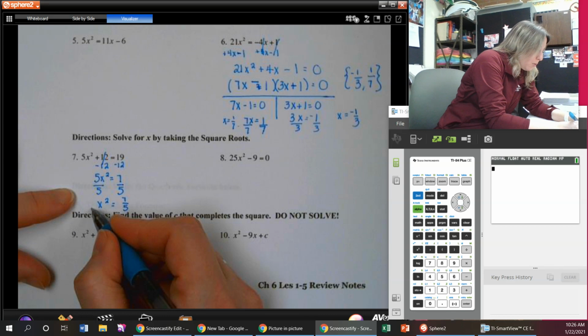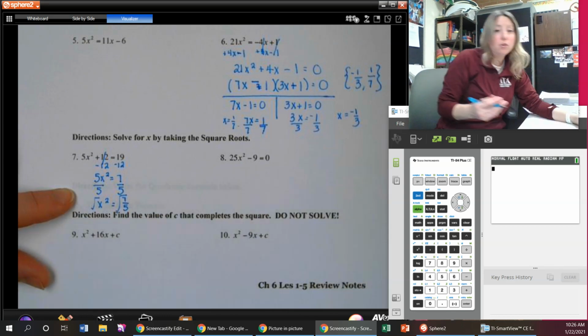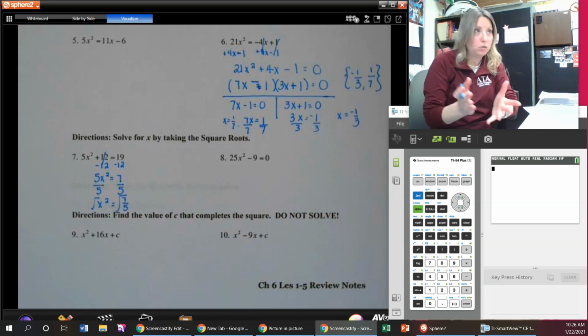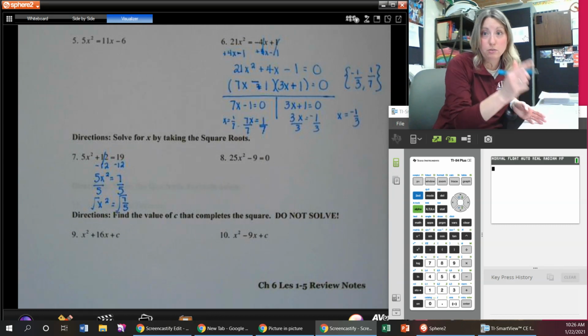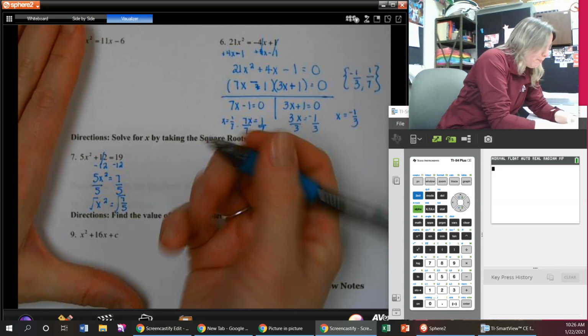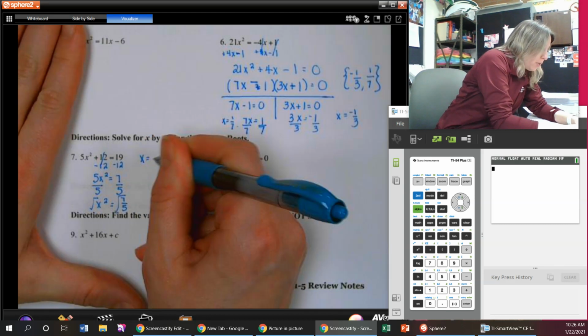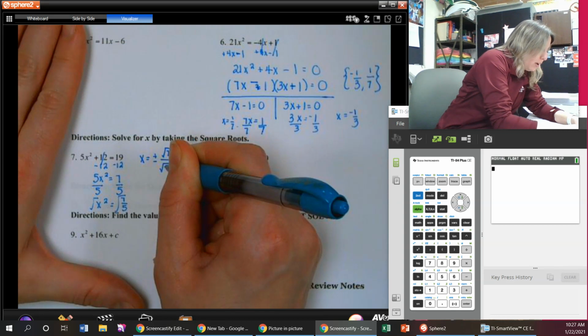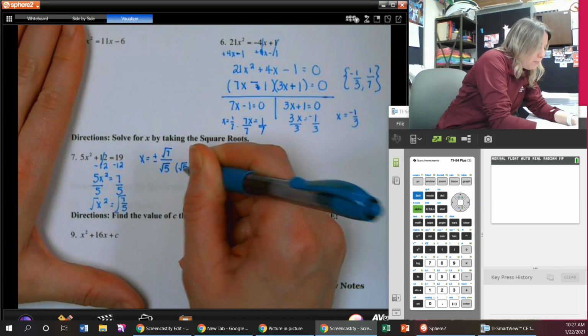So you have to take the square root of both sides. Now, neither 5 nor 7 are perfect squares. So we also have to rationalize this because we've got a radical in the denominator. So I get x equals plus or minus radical 7 over radical 5. Now we multiply top and bottom by radical 5.